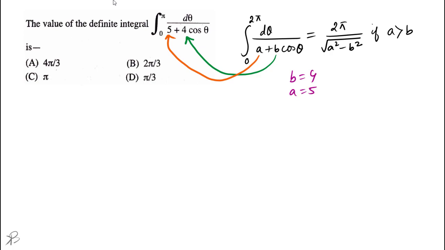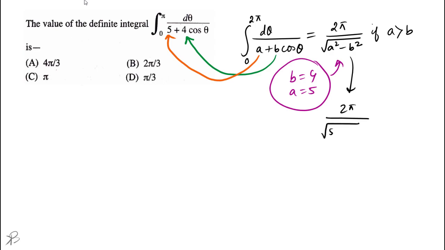Now just plug in these values in this formula and you get the answer. So basically what I can do is I can write 2 pi by root over 5 square minus 4 square, which is 2 pi by root over 25 minus 16, and that is 2 pi by root over 9, so it is 2 pi by 3.